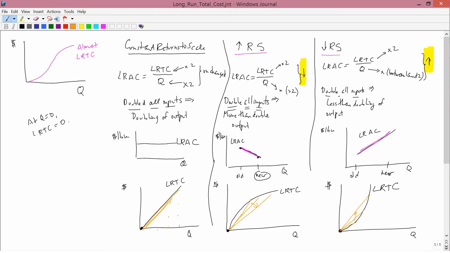On exams, I'll call these cases by their official names: constant returns to scale, increasing returns to scale, decreasing returns to scale. But for pedagogical purposes, I'm going to use shorthand as follows. Constant returns to scale, I'm going to refer to as case A. Increasing returns to scale as case B. Decreasing returns to scale as case C, or type A, type B, type C. So these are the long run types.